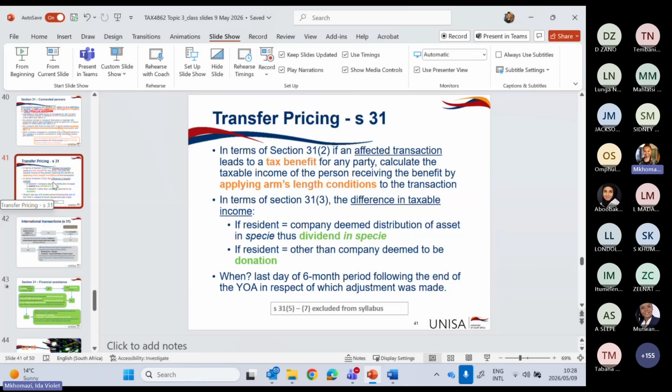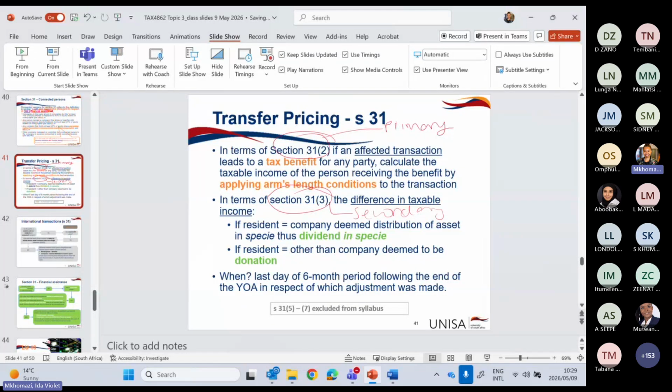The implication of that is that you need to calculate the taxable income of the person that is receiving the tax benefit by applying the arm's length conditions to the transactions. This means that you need to calculate their taxable income as if the transaction was an arm's length transaction. And this is where Section 31(2) comes in. 31(2) is also called the primary transfer pricing adjustment. We also have Section 31(3), which we refer to as the secondary transfer pricing adjustment.